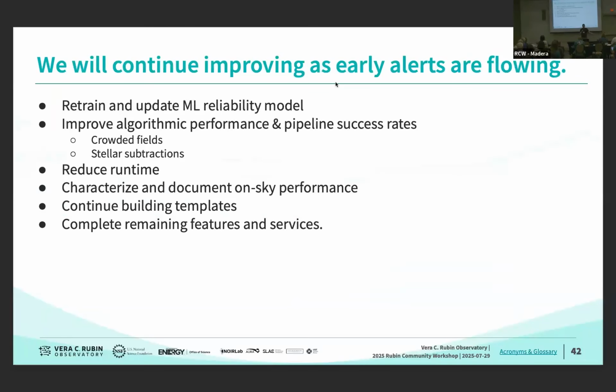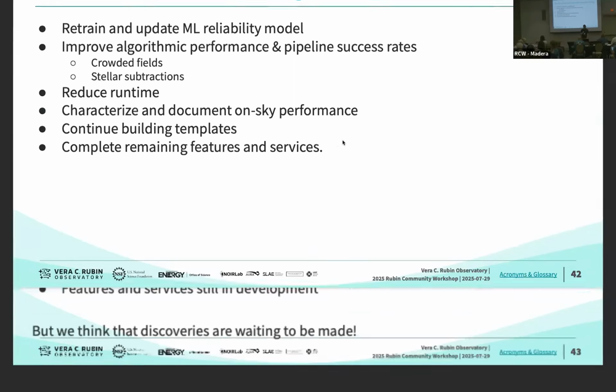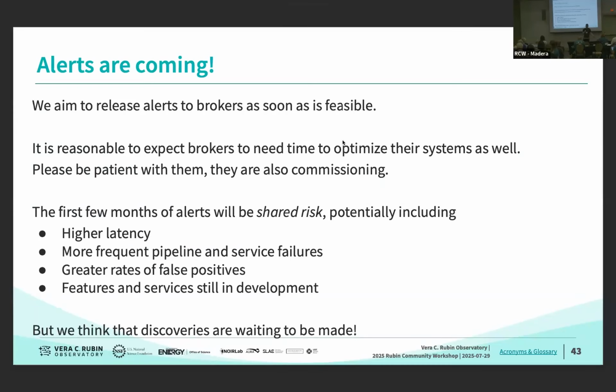All right, and then there are the class of things that we will continue working on even as we're sending alerts out publicly. The ML reliability model update is going to take some time to accumulate enough labels and do the retraining. There are challenging areas in image subtraction. Crowded fields still need optimization. I talked about bright star issues. We want to be faster. We want to make sure we fully characterize the performance, and then continue the gradual ramp that Leanne was describing. So the take-home message is that alerts are coming.